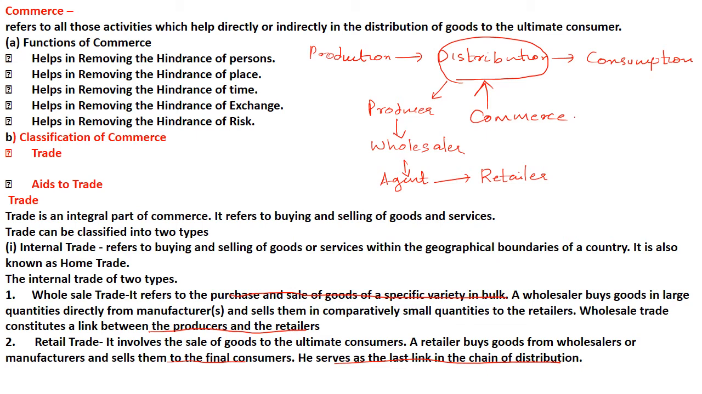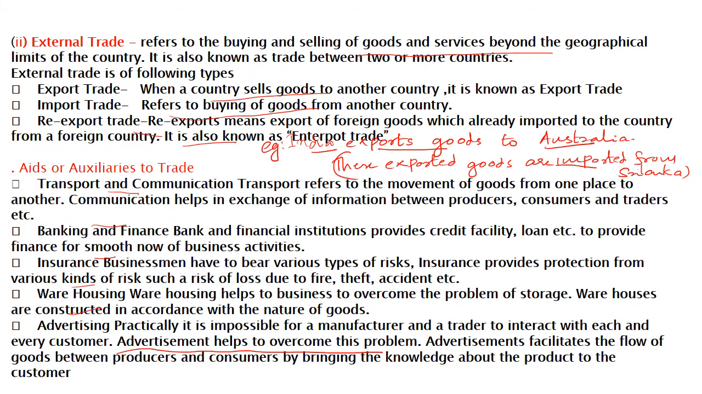So when we are buying a good from the local shop, it is coming from retail trade. Okay, so if you are buying from the wholesale, it's a wholesale trade. Retailer buys the goods from the wholesaler or manufacturers and sells them to the final consumer. So he's the last link. So who is the last link of the chain of distribution? That is the retailer.